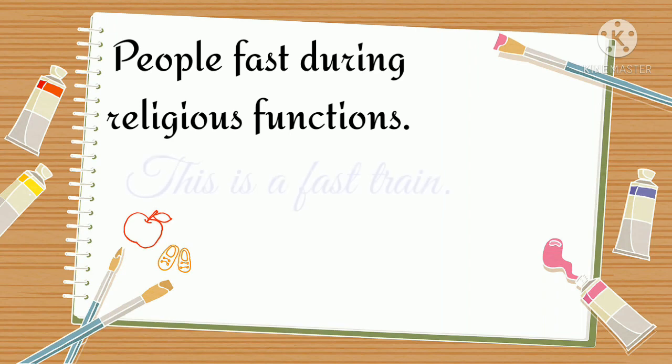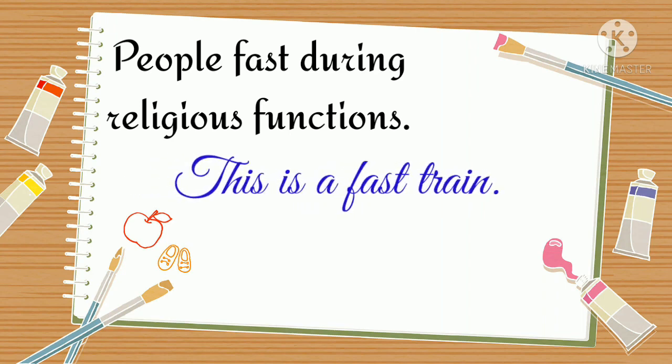Now we move on to fast as an adjective. An express train is a very fast train. So even though we have two adjectives here, we will look at fast as an adjective. This is a fast train. So what kind of train is it? It is a fast train. So that is fast as an adjective.